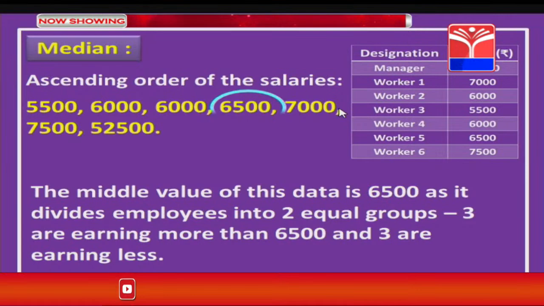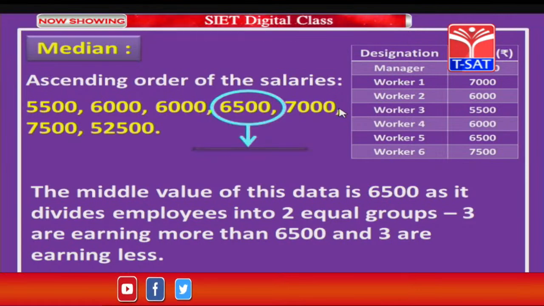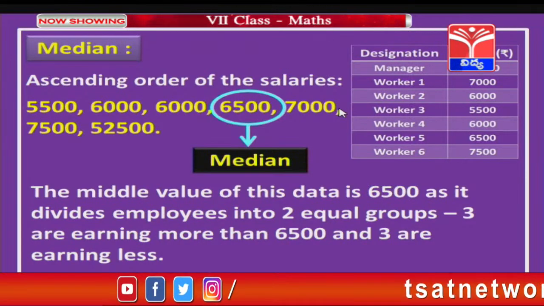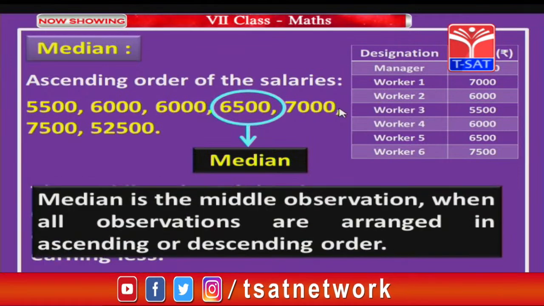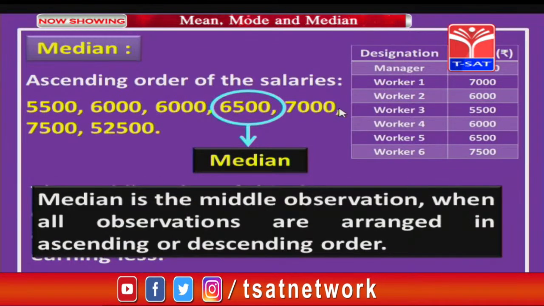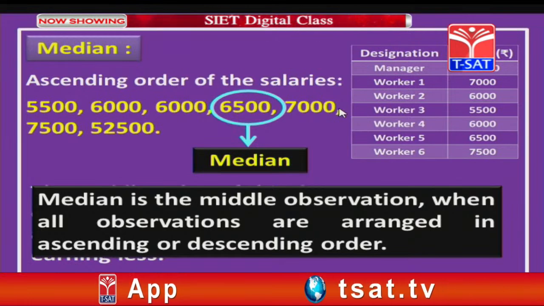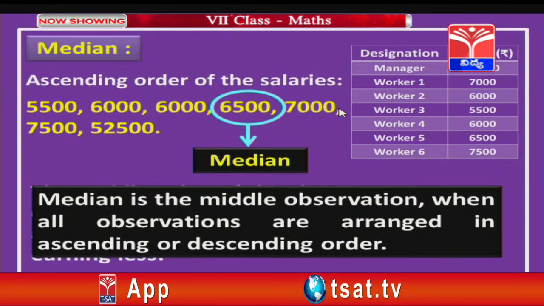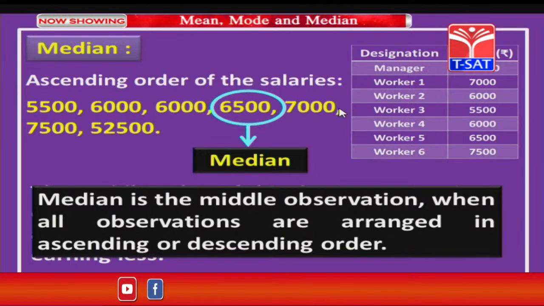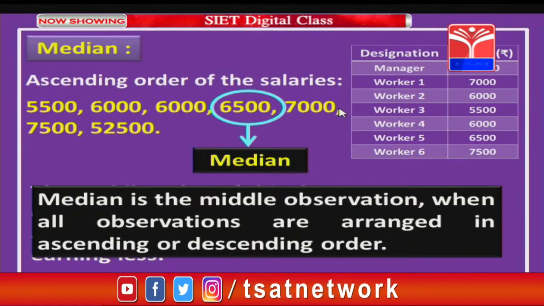This observation 6500 is called the median of the data. So, median of the data is nothing but it is the middlemost observation when all the observations are arranged in either ascending order or descending order. So, this is very important, children. Before you find median, first thing is you need to arrange the data in either ascending order or the descending order. So, to understand more about this, let us take one more example, children.